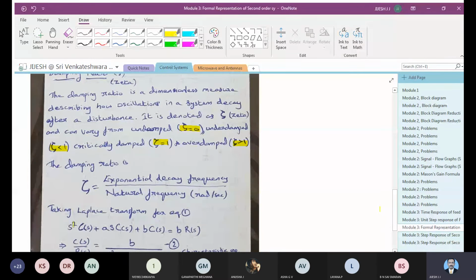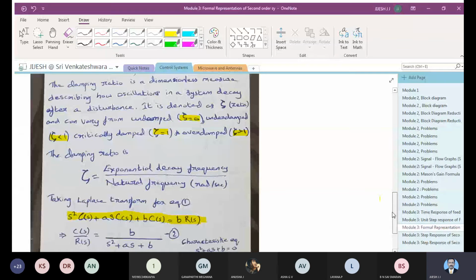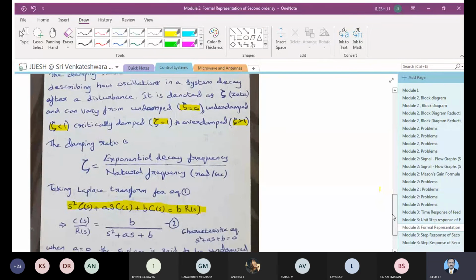So take the Laplace transform for that equation 1. You'll get s square c of s plus a s c of s plus b c of s is equal to b r of s. This is very important for a second order system, that you should remember as equation number 2. This equation 2 you should remember, because this equation is very important for a second order system.